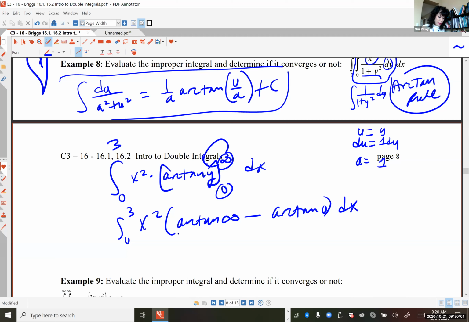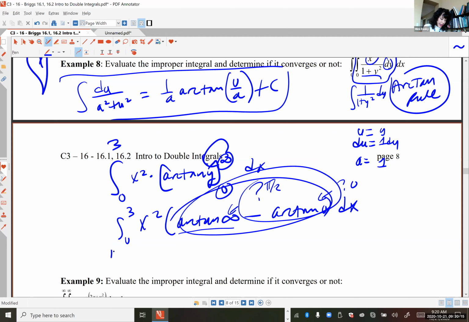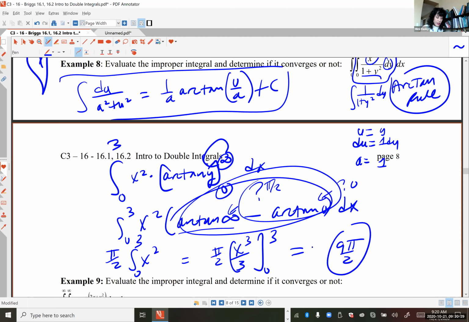Does anybody remember what that is? Pi halves. Pi halves, very good. And how about arctan of 0? 0. So this whole difference is just going to be pi halves. Oh, nice. It's just a constant, so I can pull it out of the integral. Lovely. And then everybody in this room better know how to integrate x squared. Otherwise, we're in deep trouble. And then you'll evaluate that, and I get a final answer, after reducing to lowest terms, of 9 pi halves.